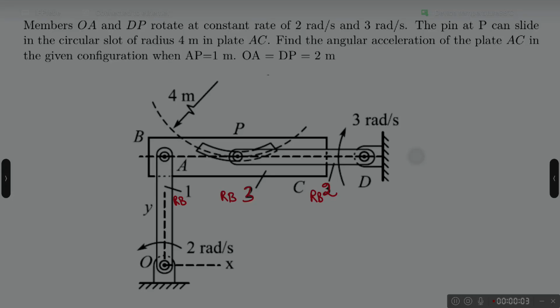This is lecture 9 of the course Engineering Mechanics. In this lecture, we are going to solve an example problem. In this problem, we have an assembly of rigid bodies. There are 3 rigid bodies.